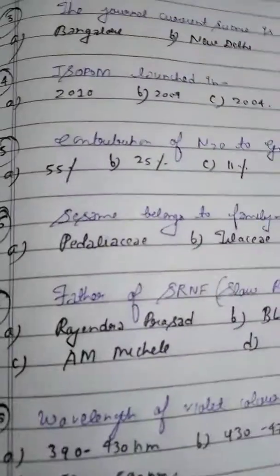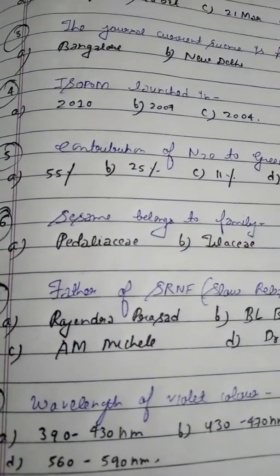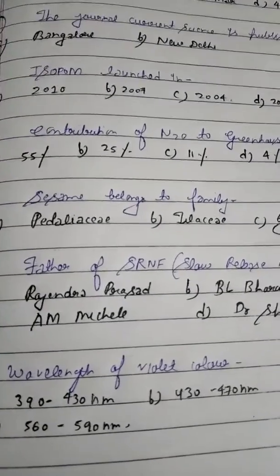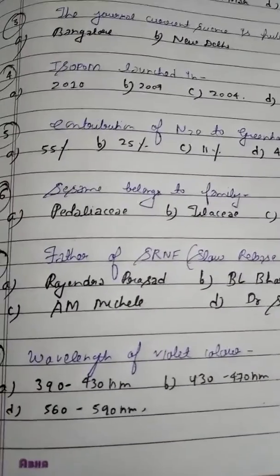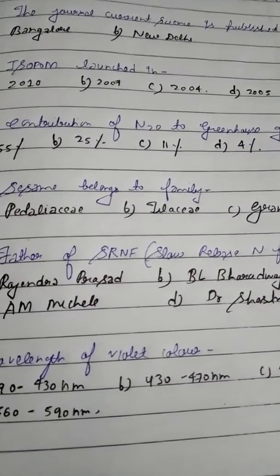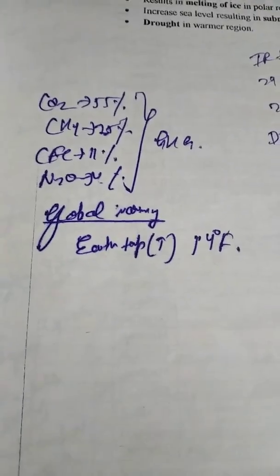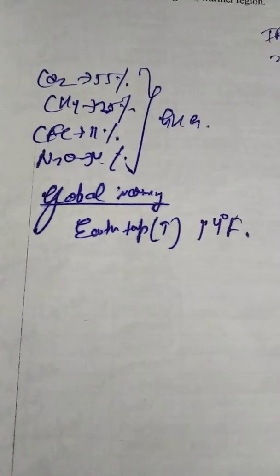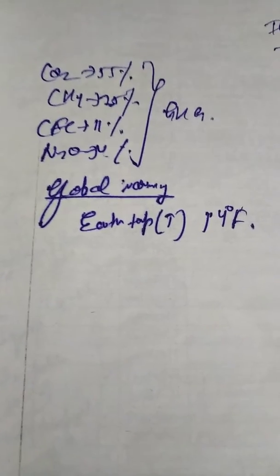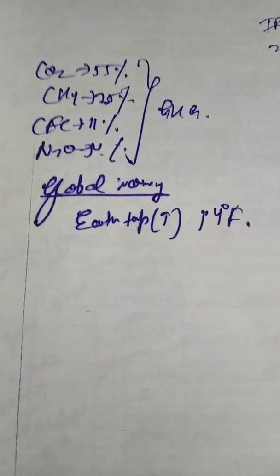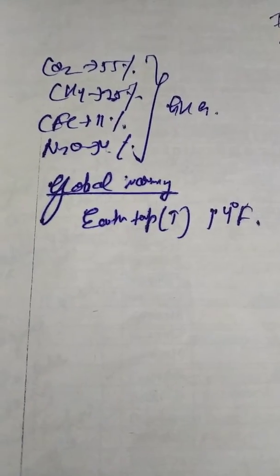And student question number 5 is again very important. Contribution of N2O to greenhouse gas. You have to tell what is the contribution of N2O to greenhouse gas. Option A 55%, option B 25%, option C 11%, option D 4%. Student, please remember these data. CO2 contribution to greenhouse gas emission is 55%, methane contribution is 25%, CFC contribution is 11%, and N2O contribution is 4%. Please students, remember these are very important.